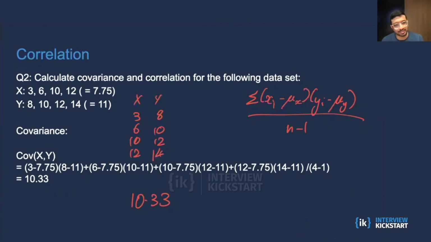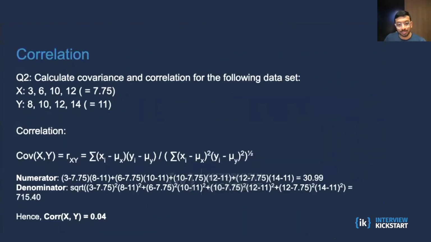What does 10.33 really mean? Like, what does it mean in context? Does it mean anything at all? We don't really know whether 10.33 means that there's a strong relationship or a weak relationship, because it's just a number out of context, right? So we can't really tell how strong this relationship is just from this number alone.